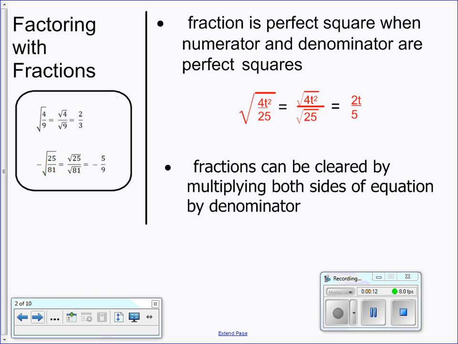Factoring with fractions. A fraction is a perfect square if the numerator and the denominator are perfect squares. So if we have the square root of 4t squared over the square root of 25, we could break that up: the square root of 4t squared is 2t, and the square root of 25 is 5. Remember that fractions can be cleared by multiplying both sides of the equation by the common denominator.